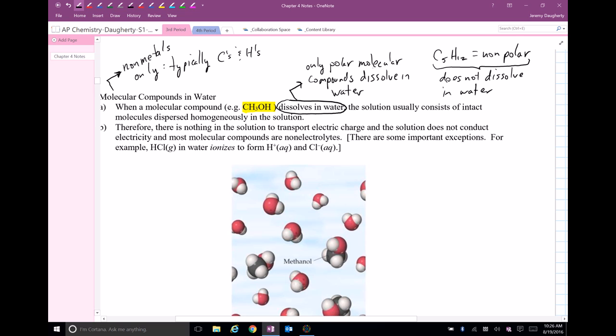So it's not an electrolyte or non-electrolyte at all. Right? It's neither, because an electrolyte and a non-electrolyte dissolve in water. Well, pentane doesn't dissolve in water.